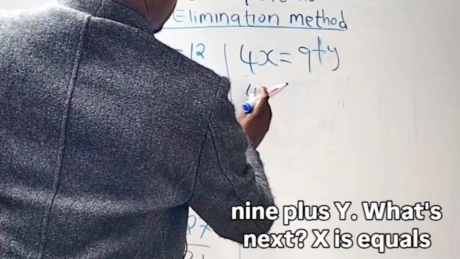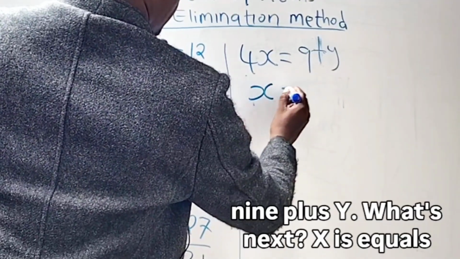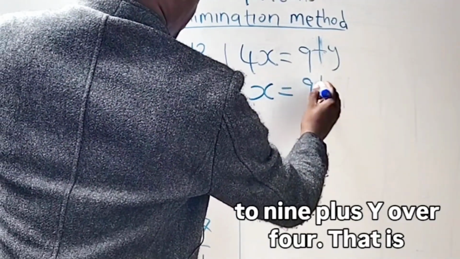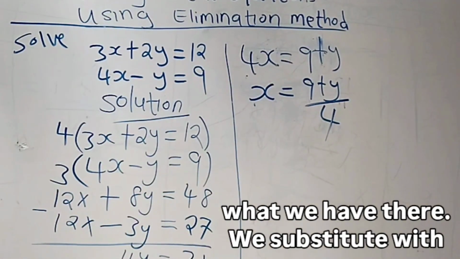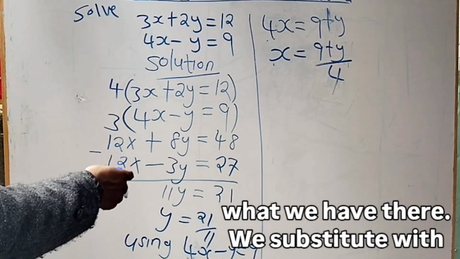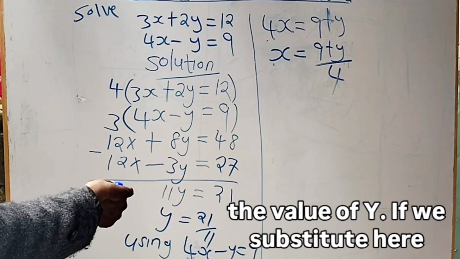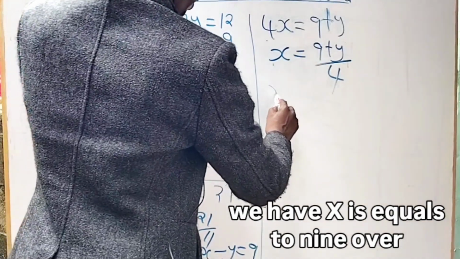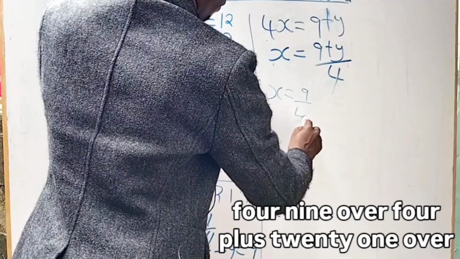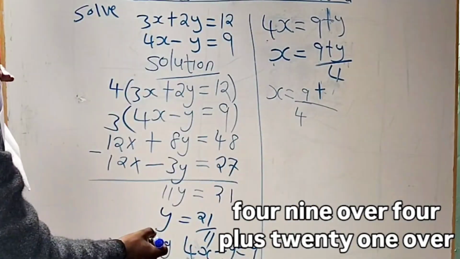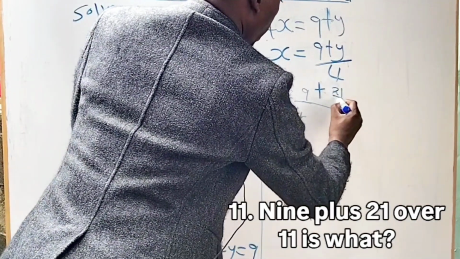What next? X is equal to 9 plus y over 4. That is what we have there. We substitute with the value of y. If we substitute here, we have x is equal to 9 plus 21 over 11, all over 4.